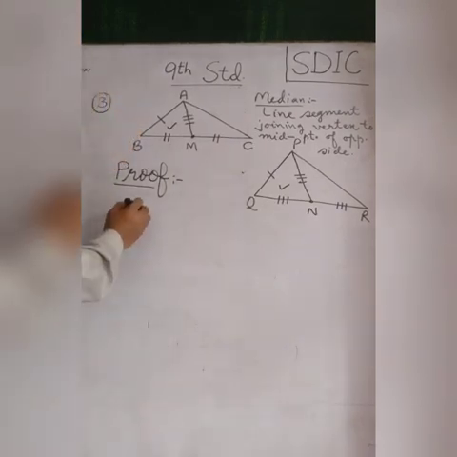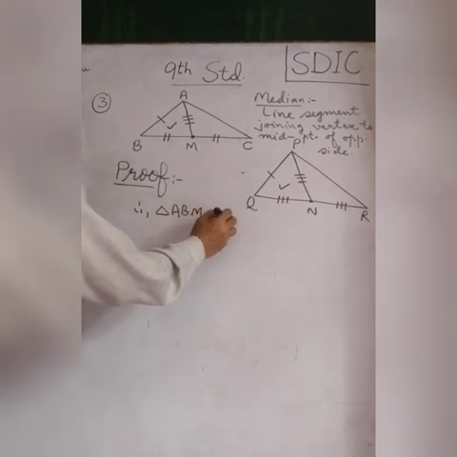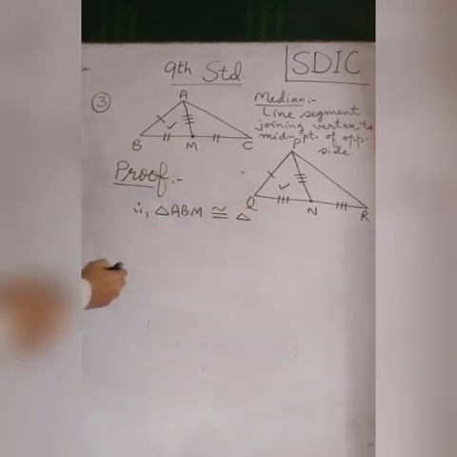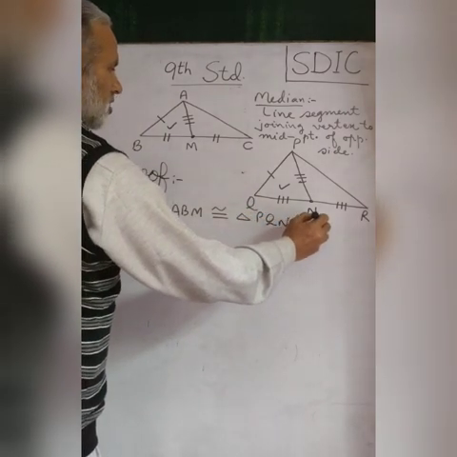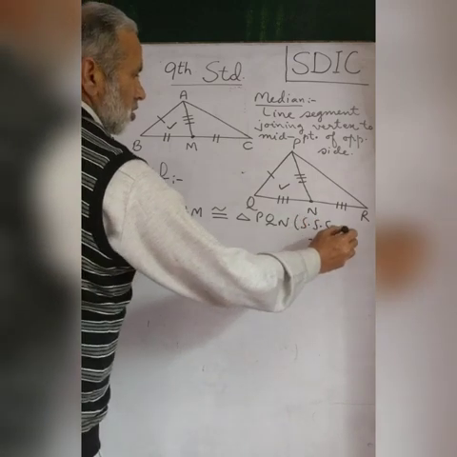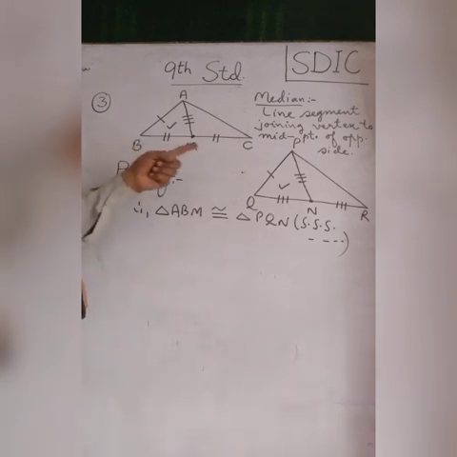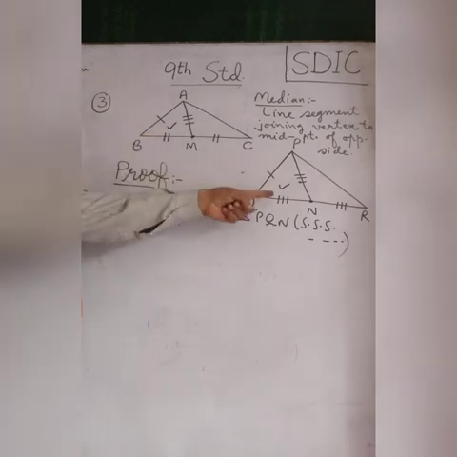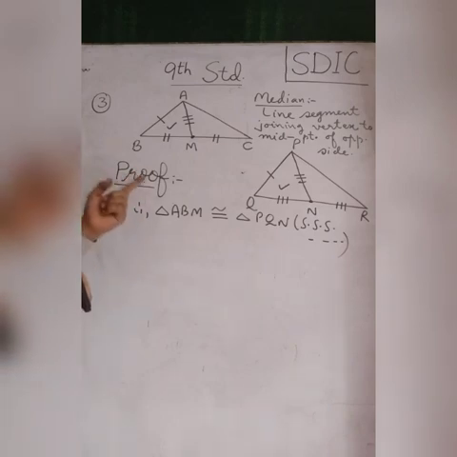So write therefore, triangle ABM is congruent to triangle PQN. We have used SSS congruency rule. That completes the first part. Now from this congruency of the triangles, by CPCT we'll have 3 results. All angles of this triangle are equal to the corresponding angles of that triangle. Out of those three CPCT results, we need only one for the second part.